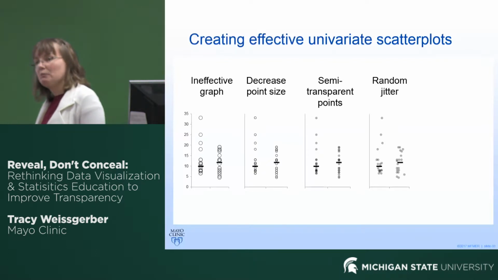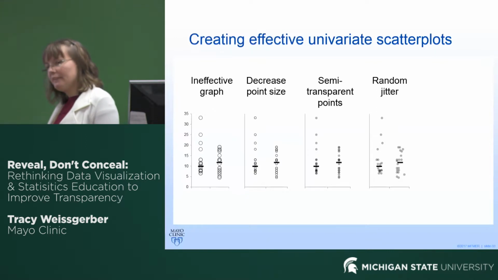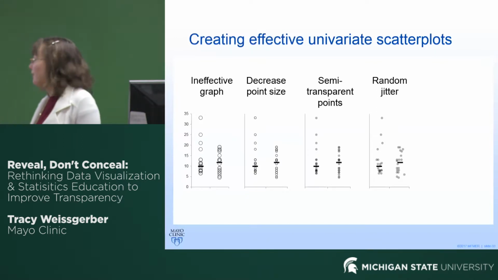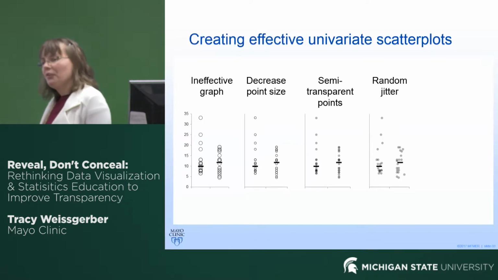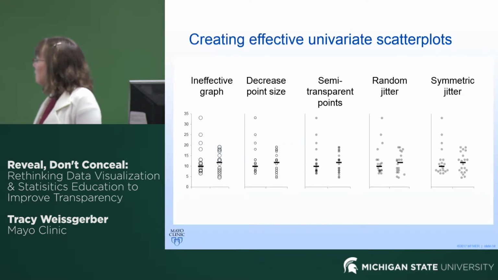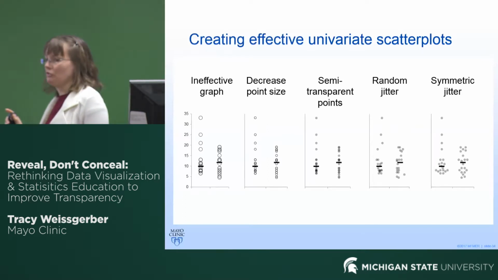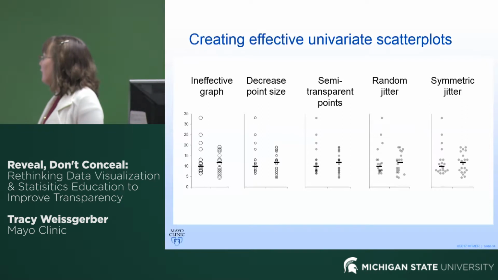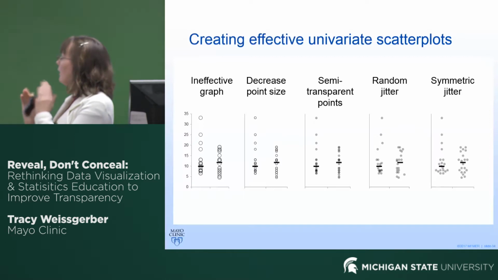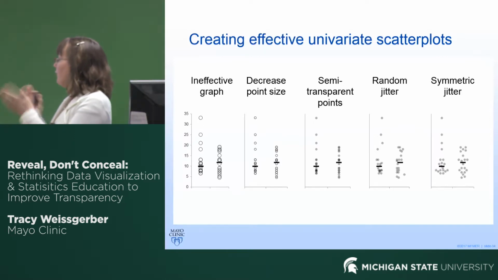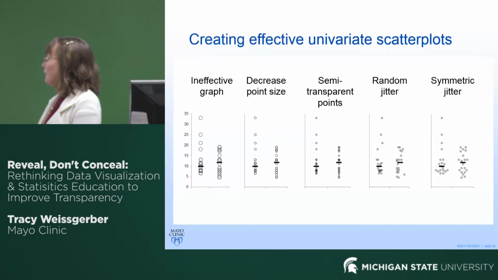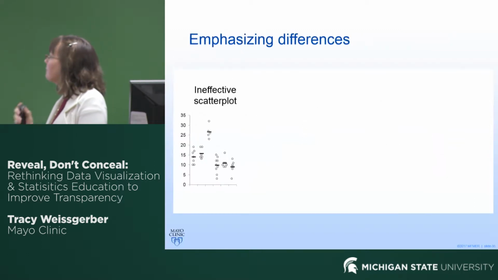The problem with random jitter is it never fully eliminates the overlap unless you have a really small sample, and it also isn't very effective for showing you the data distribution. Or a more visually appealing option, and visually easy to interpret, is symmetric jitter, where you try to line points up on either side of the x-axis, or along the x-axis, so that they're symmetrically distributed and you can get a sense for what the data distribution would be.